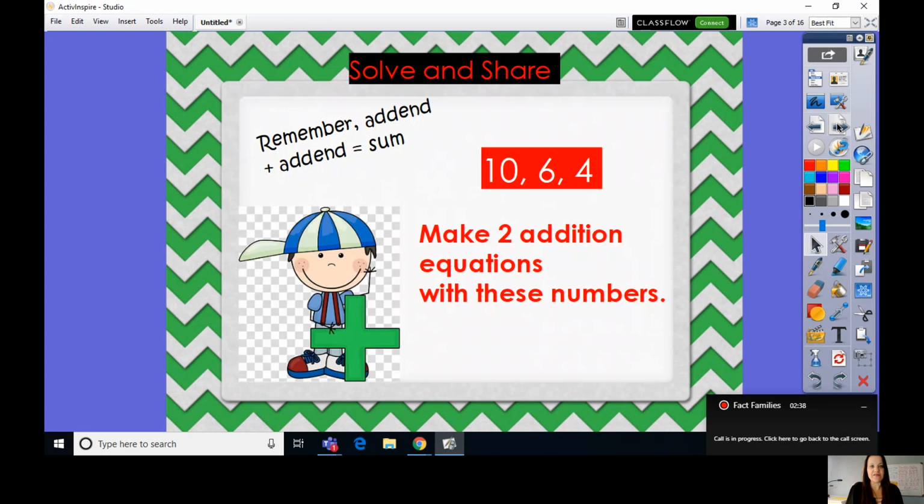Okay, here is our solve and share. You do not need your workbook. So I just need you to use a whiteboard and a marker, or you can use a piece of paper and a pencil. That's fine too. Make 2 addition equations with these numbers. So I want you to go ahead, pause, and think about your 2 addition equations with these numbers.